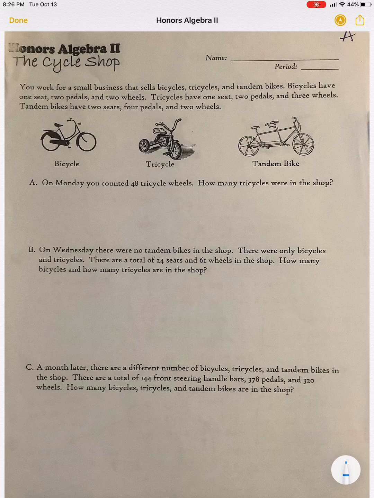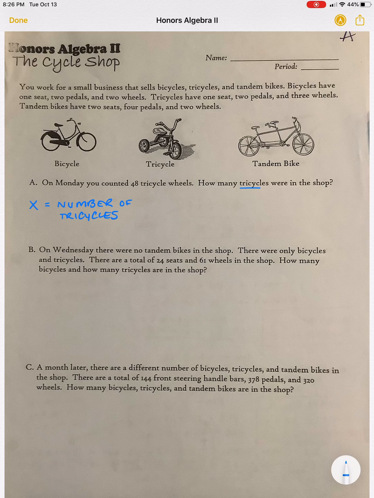On Monday, you counted 48 tricycle wheels. Here comes the question word. How many tricycles were in the shop? When we start all of these problems, I'm going to begin by figuring out what I want my variable to represent. So we're going to let x equal the number of tricycles.